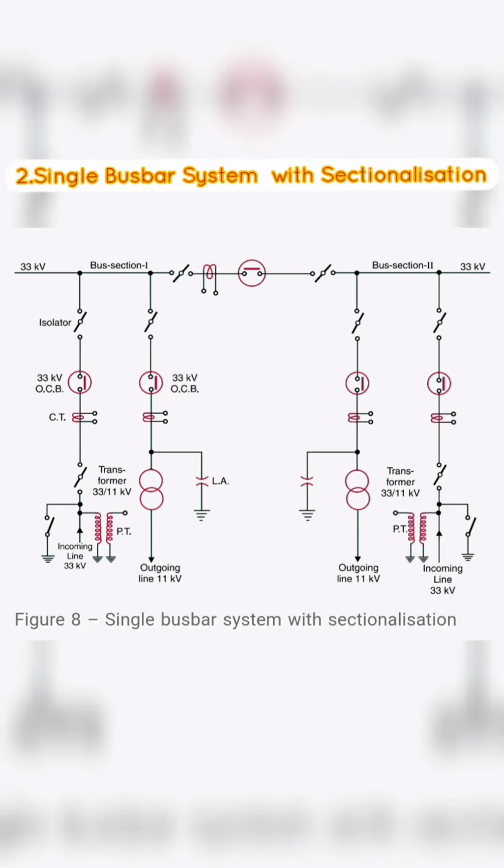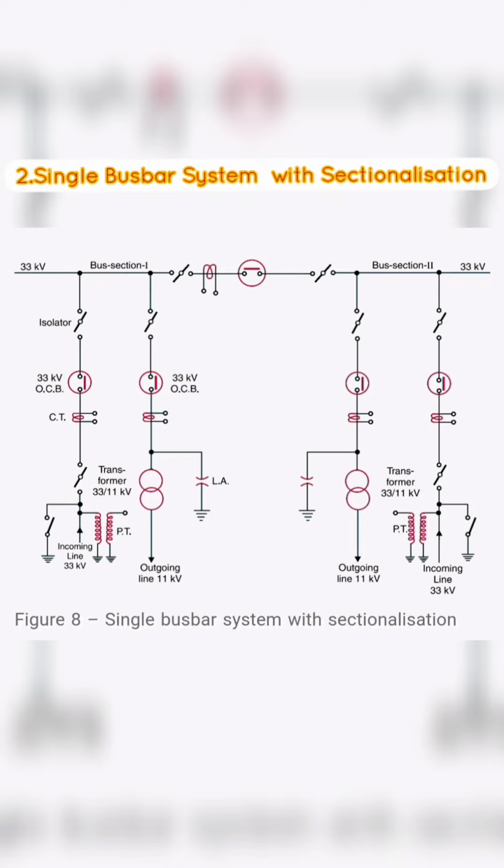Next we learn about 2. Single busbar system with sectionalization. In this arrangement, the single busbar is divided into sections and load is equally distributed on all the sections. Any two sections of the busbar are connected by a circuit breaker and isolators. Two principal advantages are claimed for this arrangement.